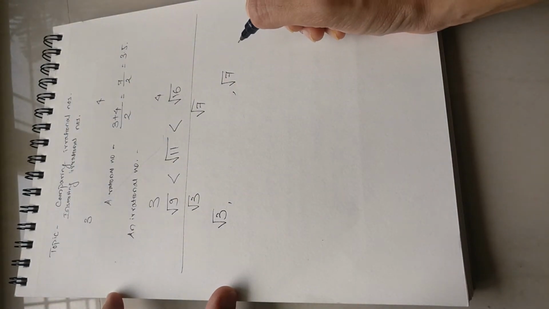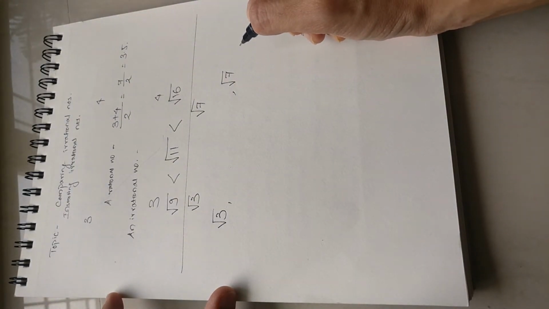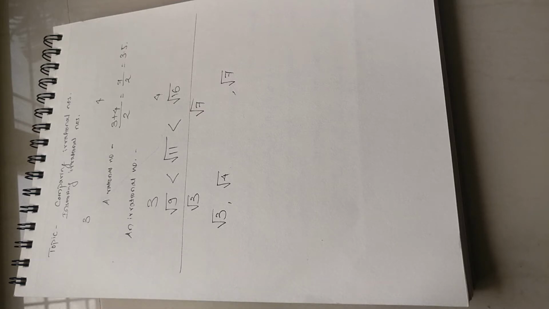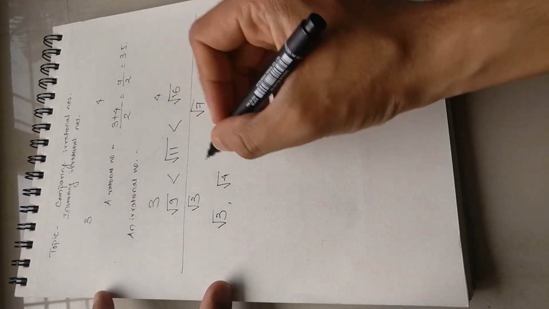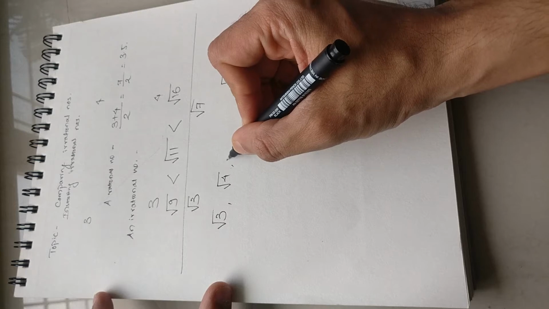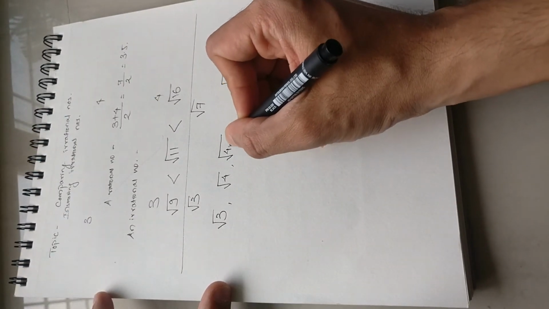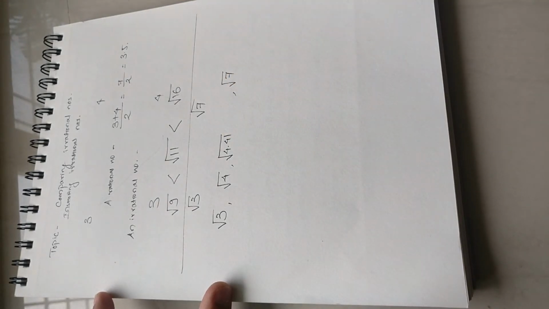We know one thing, that between these two numbers there lies root 4. You know what is root 4? Root 4 is rational. Root 4 is 2. 2 is a rational number. So root 4 is one of the rational numbers. We have to find two more. What about root of 4.41?